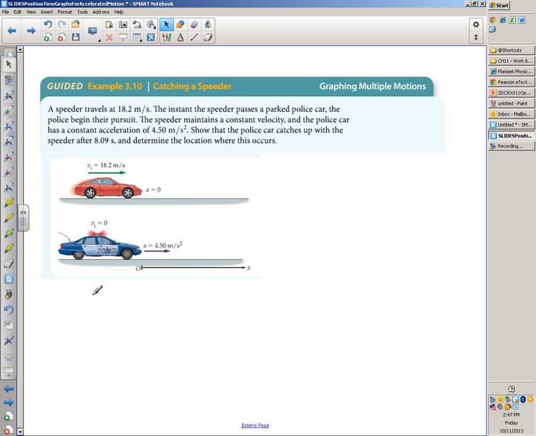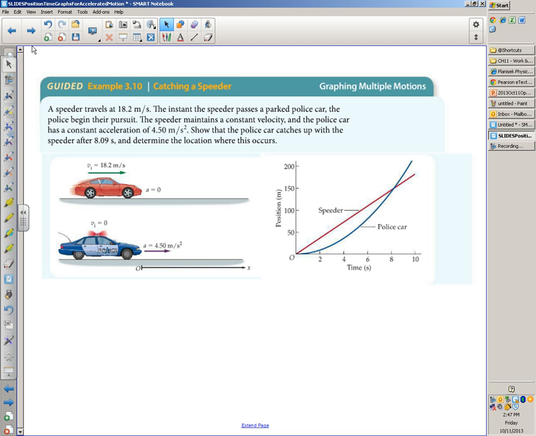So this is an example problem from your book, so I'll tell you what page it's on after we're done so you can see it in its entirety. All right, are we ready? Have you lived in suspense long enough? There it is.